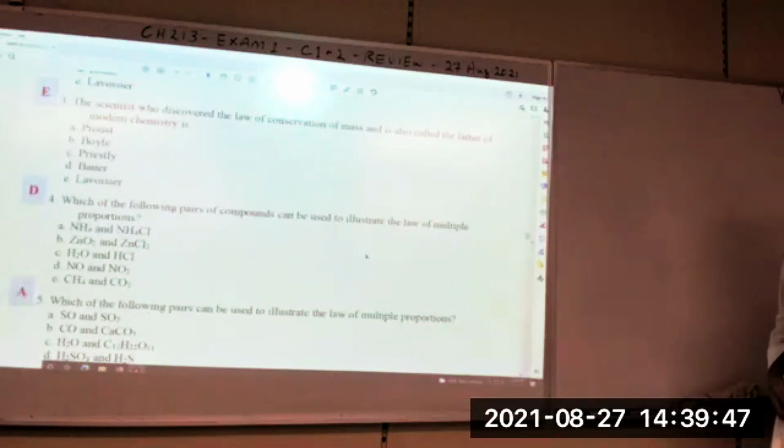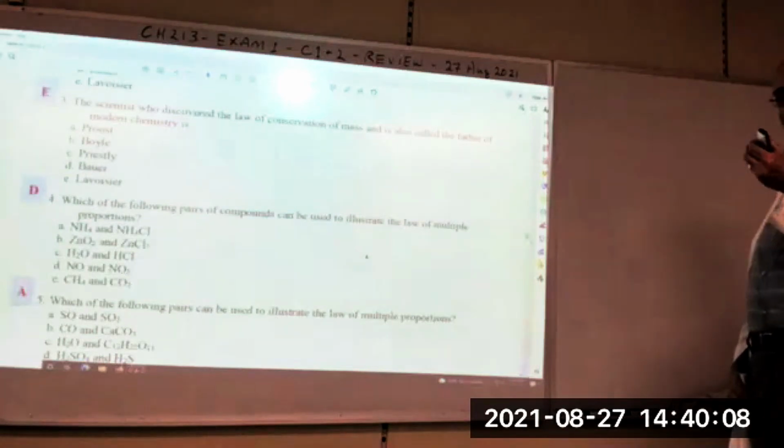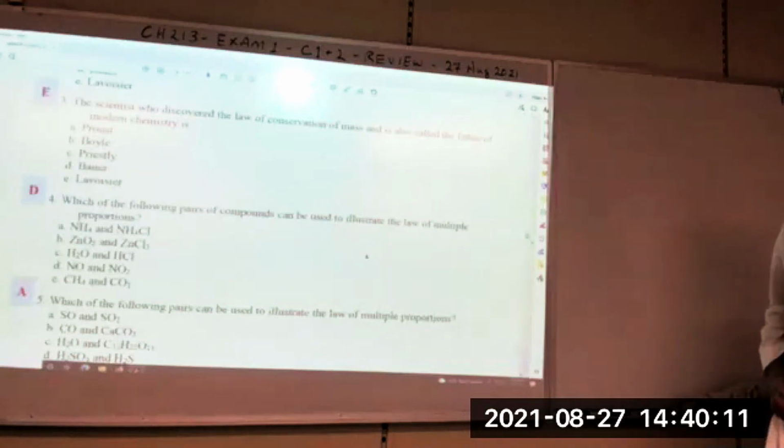What's the one we skipped over? Law of definite proportions. That was Proust. He said that every compound has the same ratio of elements by mass, no matter what the source. It can come from any place. If it's a pure compound that you've isolated, whatever the source, it will have exactly the same mass ratio of elements in it.